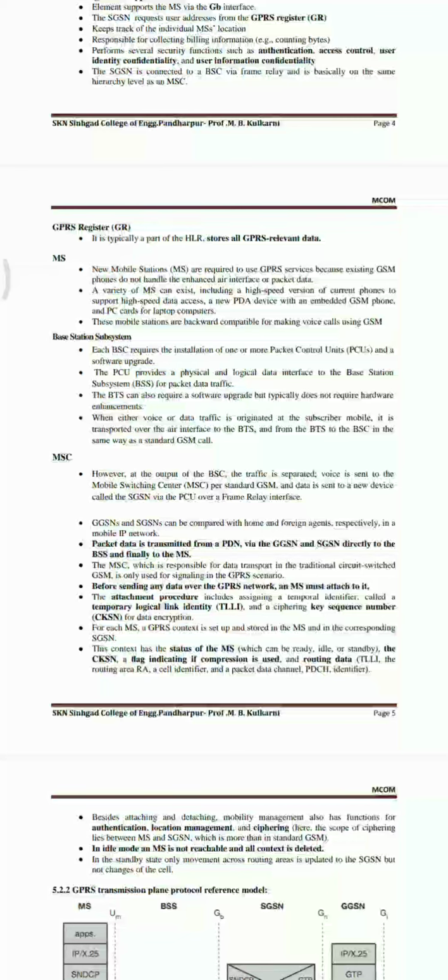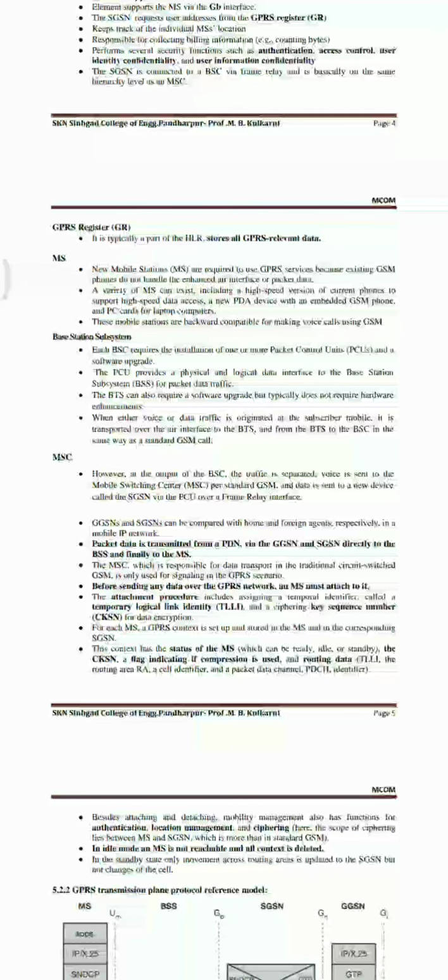Whenever the packet data is transmitted from the PDN via GGSN and SGSN directly to the BSC and finally to the MS, it means that whenever the packet data network transfers any packet to the mobile station, the packets are forwarded through GGSN and SGSN via BSS and finally to the mobile station.